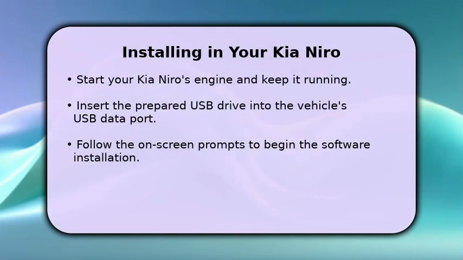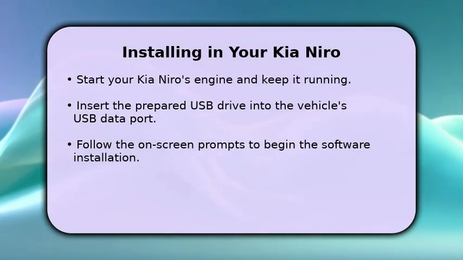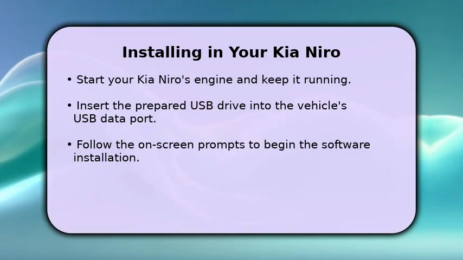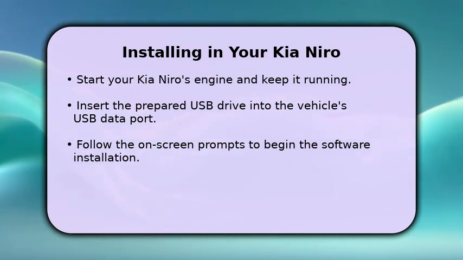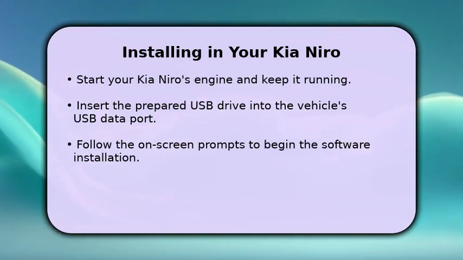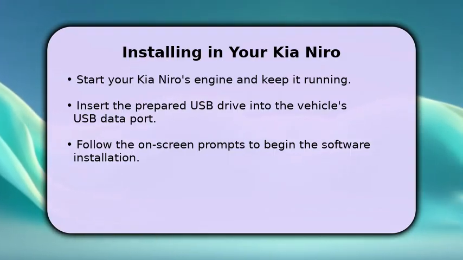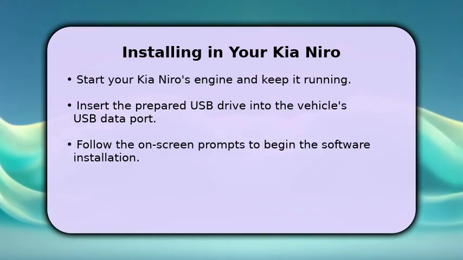For the final step, start your Kia Niro's engine and keep it running throughout the entire update process. Next, insert the prepared USB drive into the vehicle's USB data port, typically located near the infotainment screen. Your system should automatically detect the update. Follow the on-screen prompts carefully to begin the software installation. It is critical not to remove the USB drive or turn off the engine until the update is 100% complete.